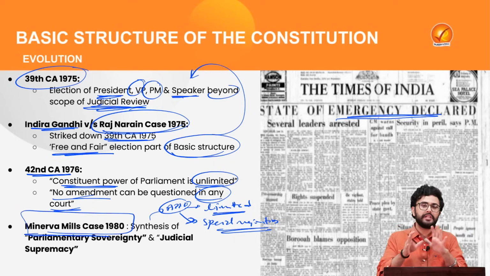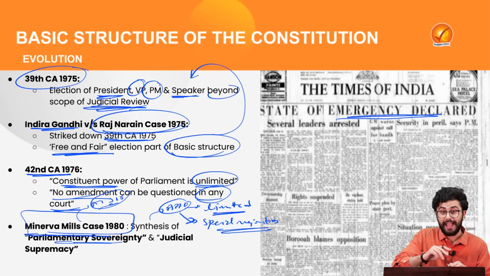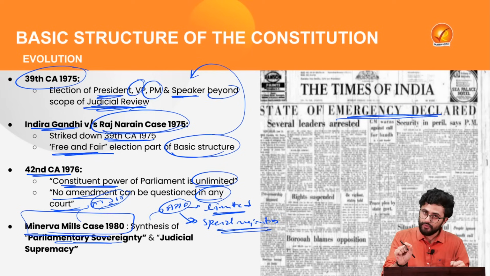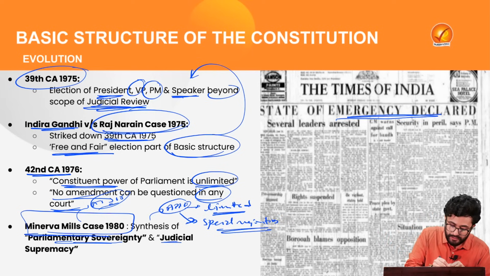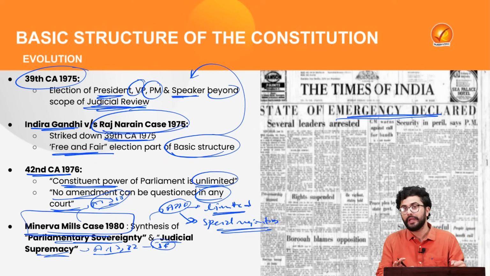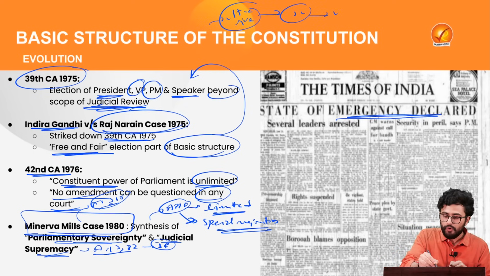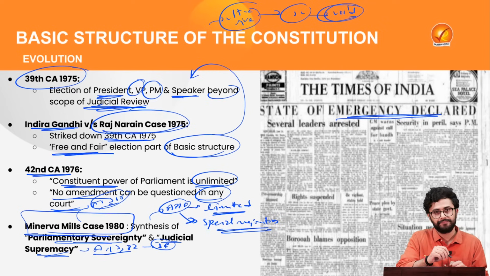Thus, in the Minerva Mills case of 1980, the Supreme Court synthesized the principles of parliamentary sovereignty, under which, under Article 368, Parliament can amend any part of the Constitution, that is true. But at the same time, it also held judicial supremacy, under which the Supreme Court under Articles 13 and 32 can judicially review any such enactments, and if there is any act which is ultra vires or unconstitutional, then the Supreme Court can declare that act void.